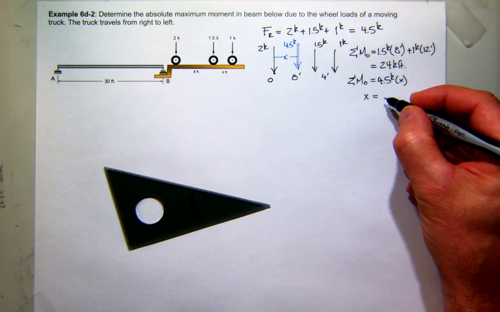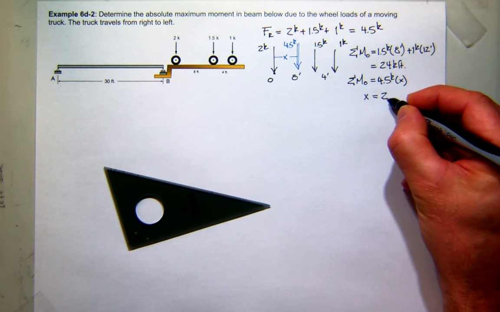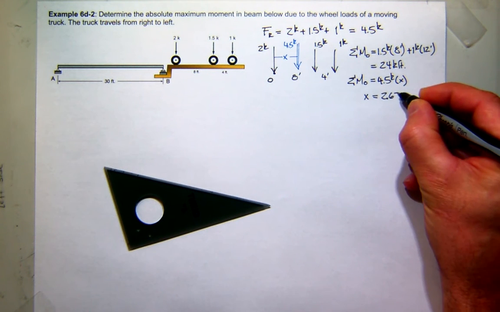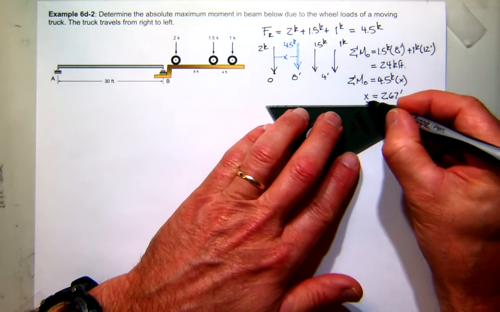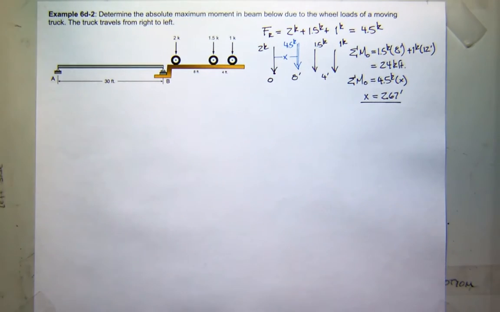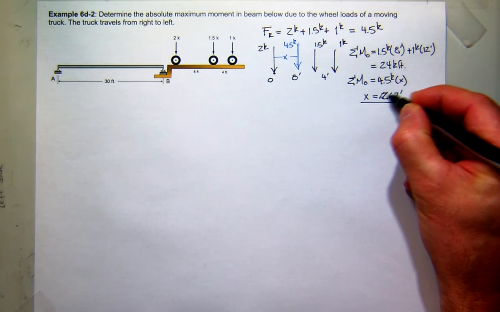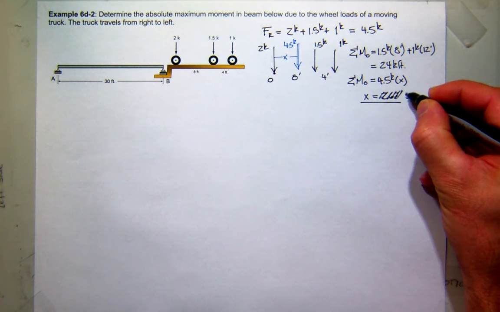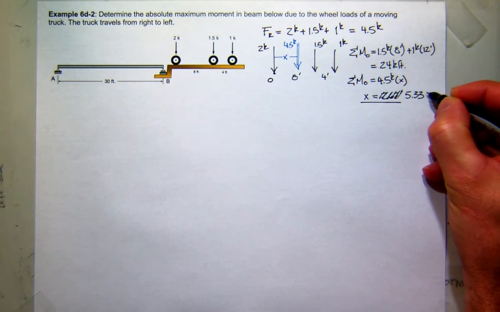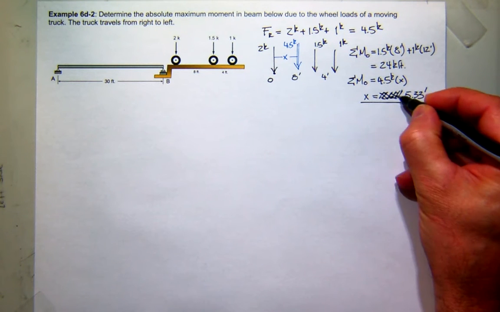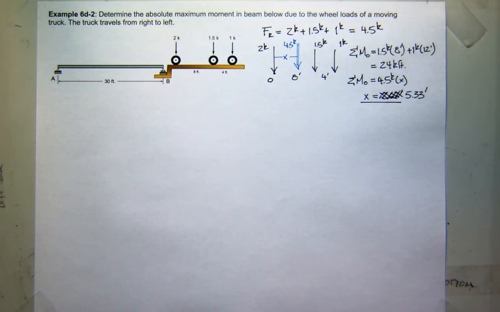2 point, really? Oh. 2.67 feet. That's not a very nice dimension. Oh well, it is what it is. Any questions about that? No, it's not right. 5.33. Well, that's not even better, but okay. 5.33. All right, well, keep your calculators handy because this is going to be not fun.